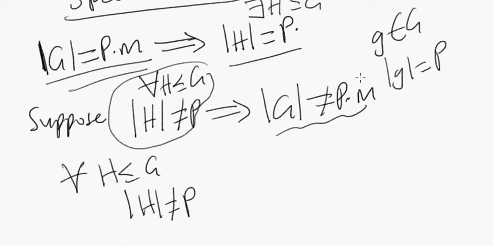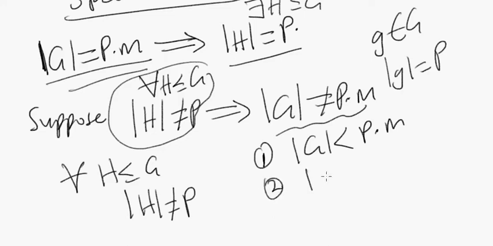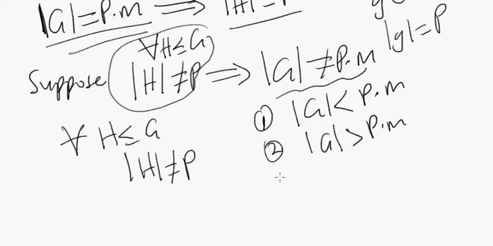Well, we have a couple of ways of showing that a group does not have a given order. One way is to show that its order is less than the given order. Maybe the order of G is less than p times m. Or two, the order of G is greater than p times m. Or three, perhaps, okay, we've already done this before. It's still contradiction anyways. So maybe not that.